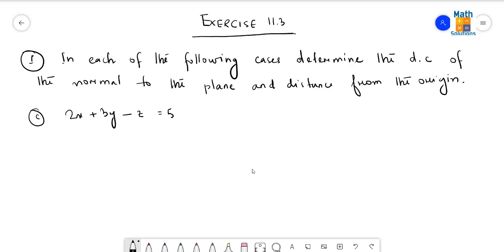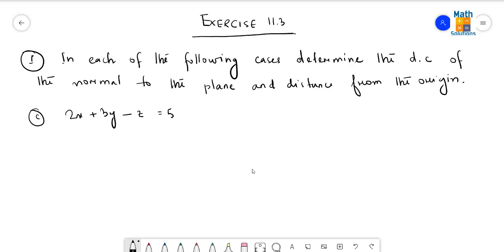Hello everyone, through this video we are going to discuss the important questions of exercise 11.3. Here goes question number 1. What is given here? In each of the following cases, determine the direction cosines of the normal to the plane and distance from the origin. So here there are 4 similar questions given under question number 1.